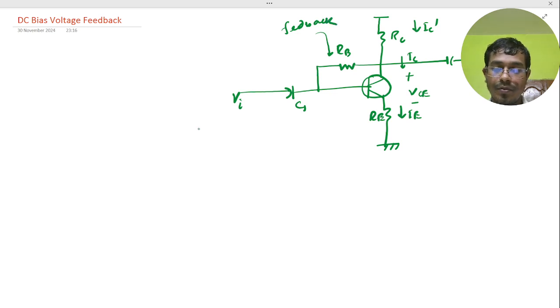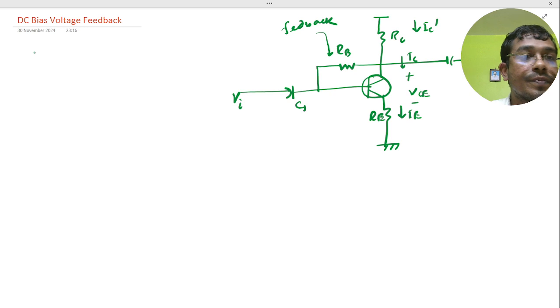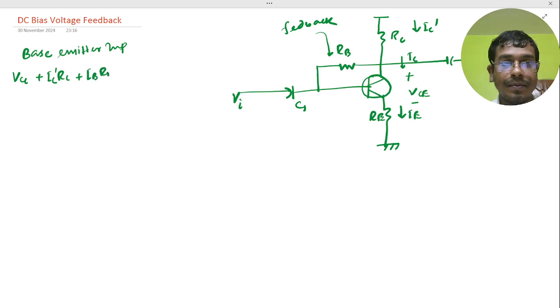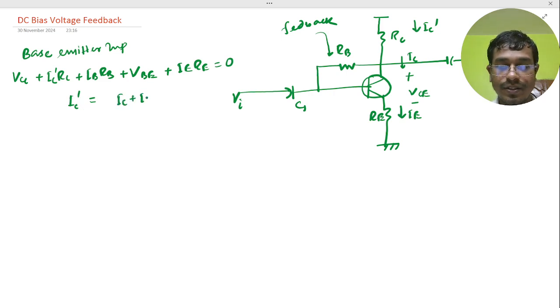So again in the mesh analysis we do KVL in the base-emitter loop. We get VCC plus IC dash RC plus IB RB plus VBE plus IE RE is equal to 0, and IC dash is basically IC plus IB.